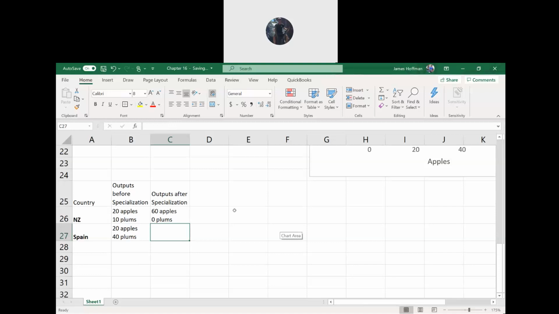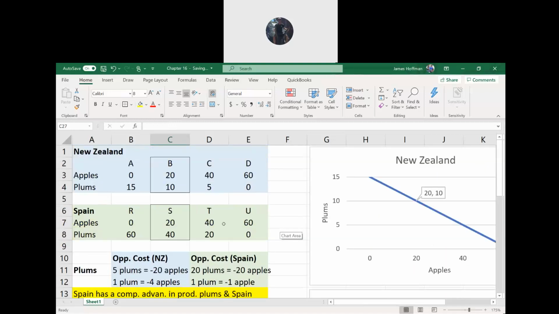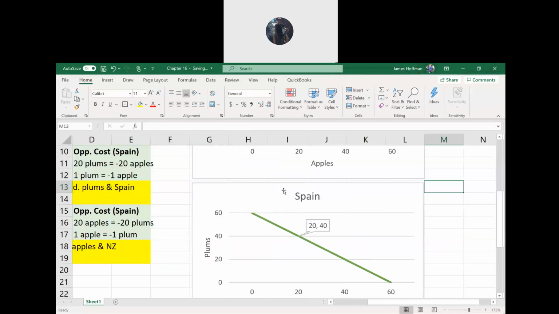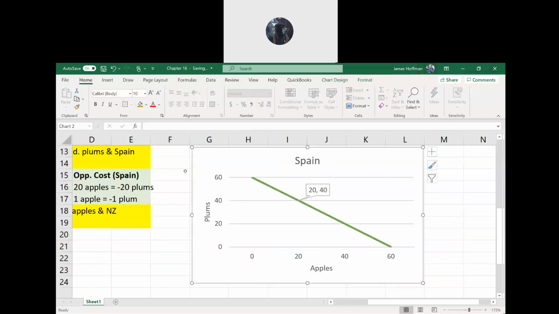All right, and then Spain's going to do the opposite. They're going to produce only plums and no apples. So if you look at Spain's picture, we know that Spain has a comparative advantage in producing plums, and Spain should specialize in producing only plums. You can see that if Spain chooses to produce no apples and all plums, they can produce 60. So they're going to specialize, not producing apples. They're going to produce all the plums they can, which is 60.